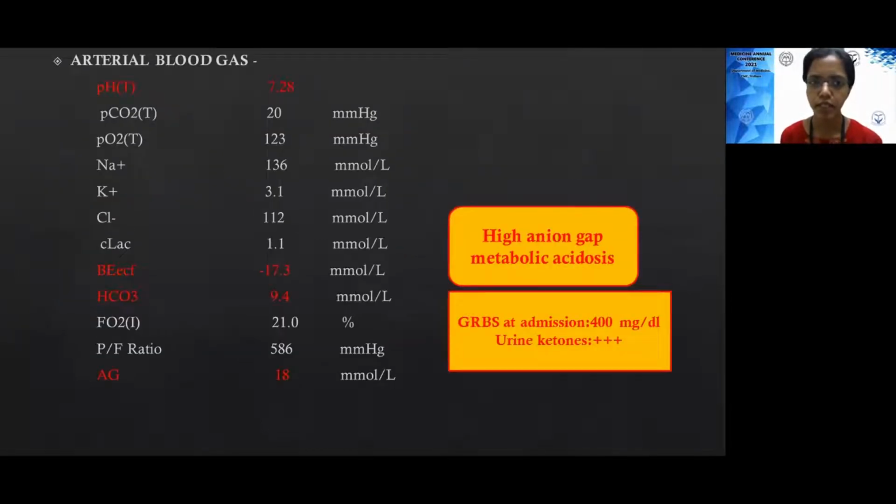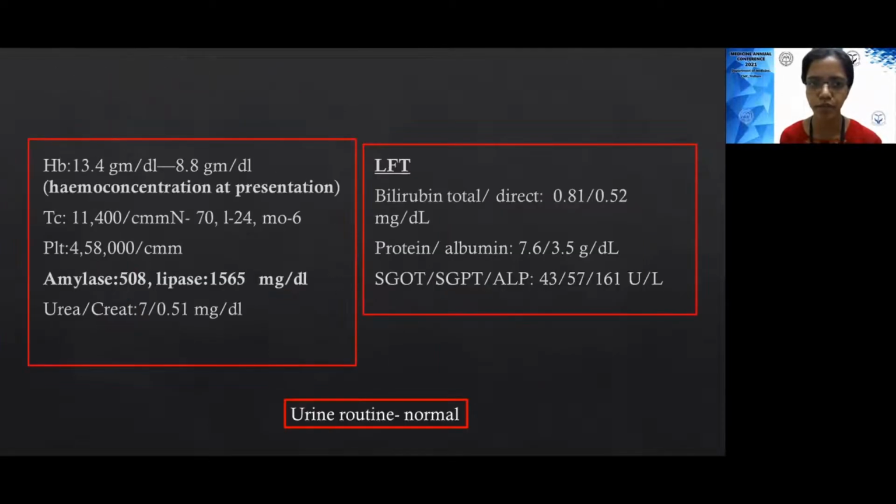The first investigation, arterial blood gas analysis in casualty, showed a high anion gap metabolic acidosis. Her pH was low, 7.28, bicarbonate was low, 9.4, and anion gap was high, 18. Her GRBS at admission was 400 and urine ketones were 3 plus. Therefore, she had diabetic ketoacidosis at the time of admission.